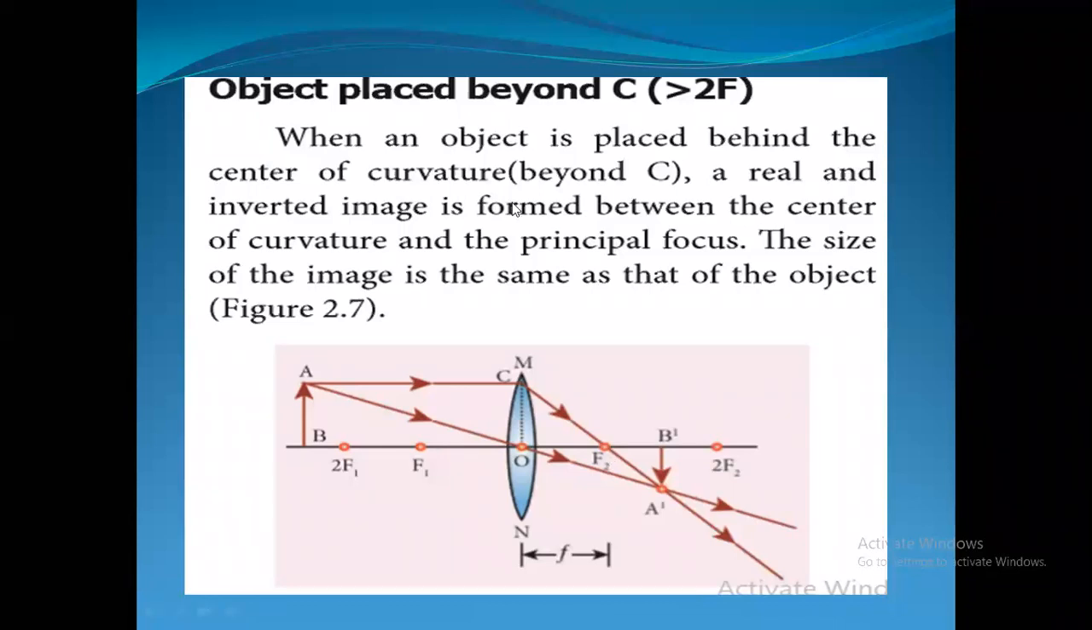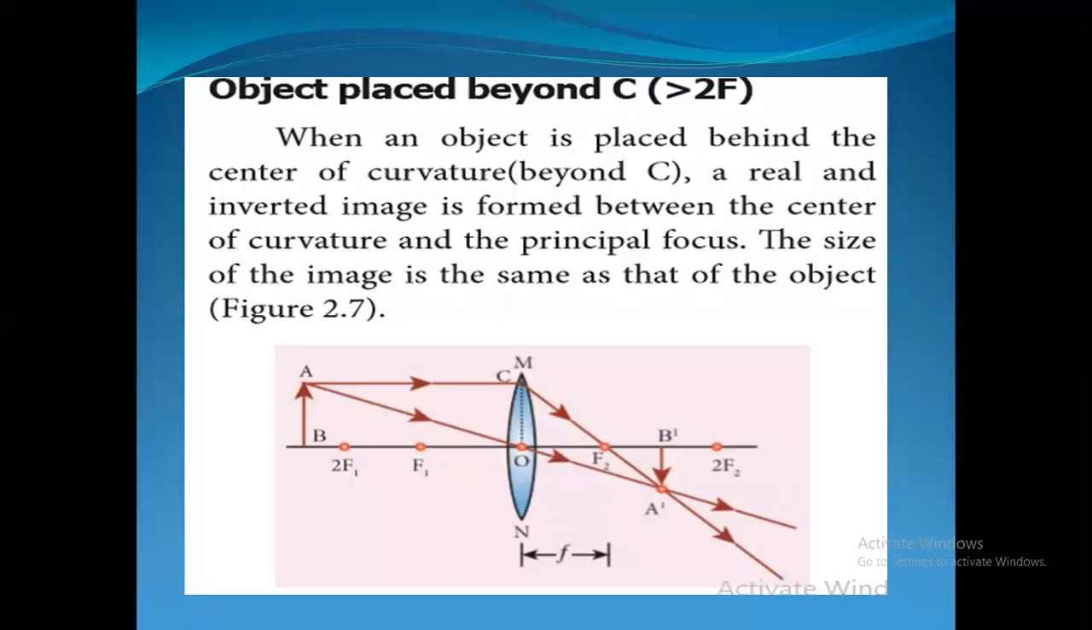So when an object is placed behind the center of curvature, a real and inverted image is formed between the center of curvature and the principal focus. The size of the image is the same as that of the object. Understand? That is the same size. Object and image are the same size.